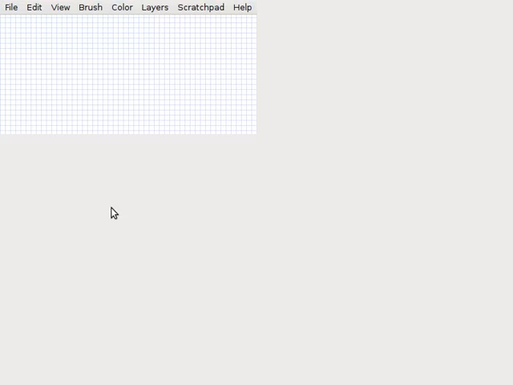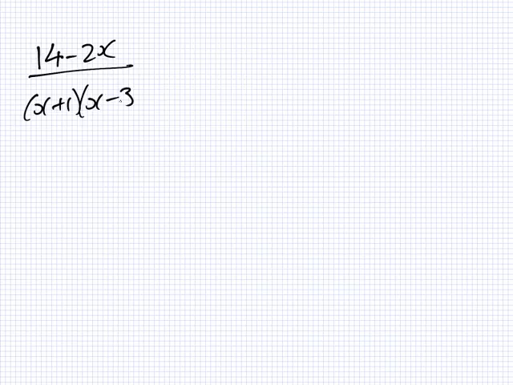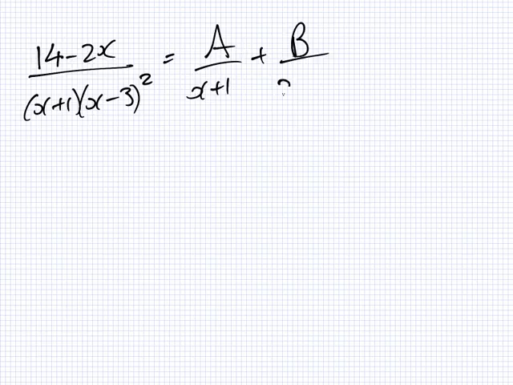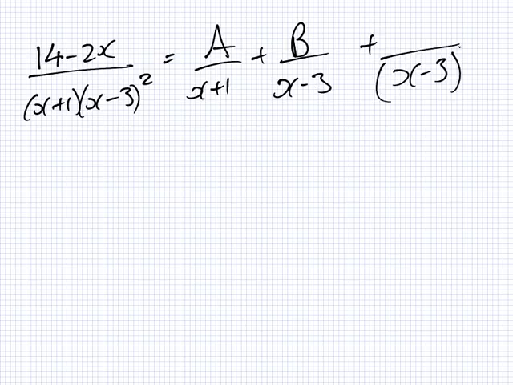There we go. Right, so first we'll have 14 minus 2x over x plus 1, x minus 3 squared equals a over x plus 1 plus b over x minus 3 plus, and here we have x minus 3 squared. And you have a choice here for the top. We can go with c or cx. What did people go with? Yeah, c.